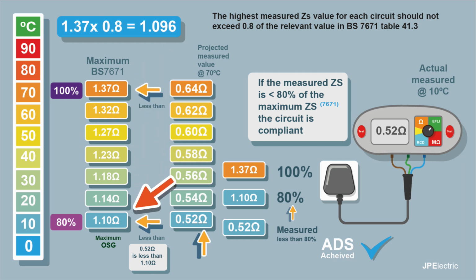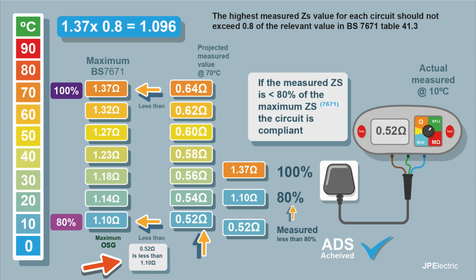So when we come to do our measured test, in this example here, plugged in our tester, we've got 0.52 ohms. We need to make sure that that 0.52 ohms doesn't exceed 0.8 of the relevant value in BS7671. The on-site guide have done the work for us. They've got the 80% values. 0.52 is obviously less than 1.1 ohms, so we know that the circuit's got to be compliant.